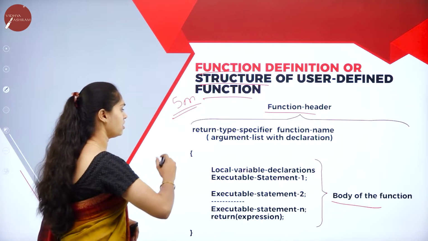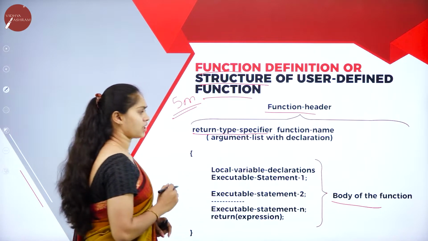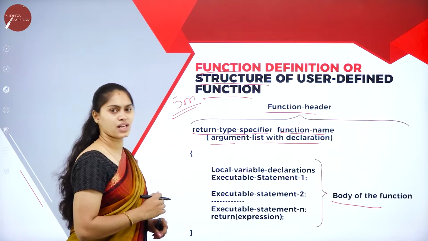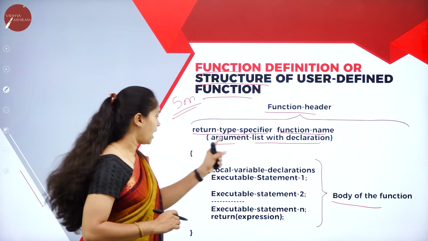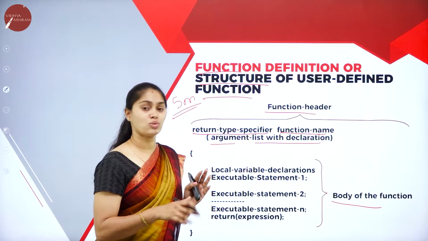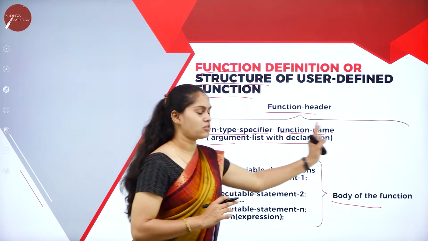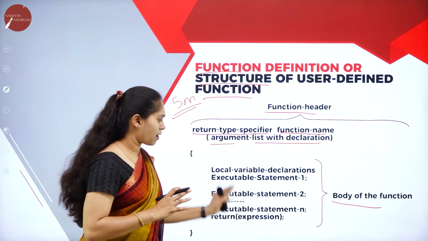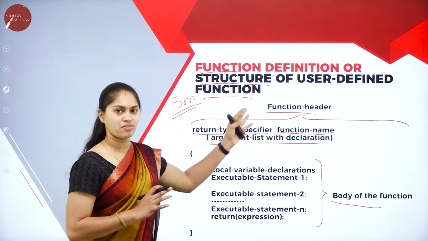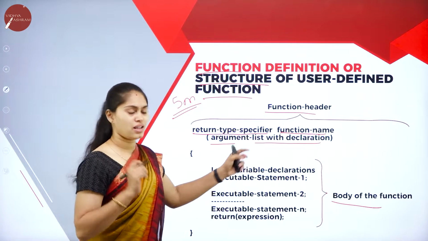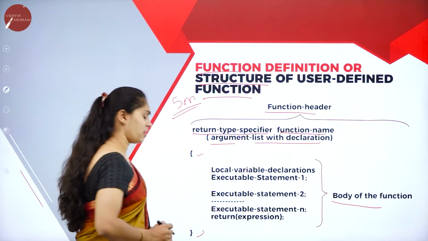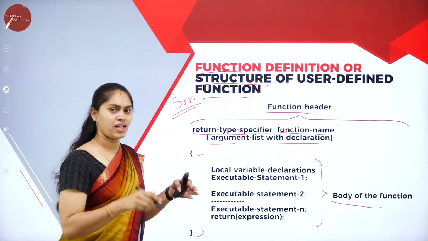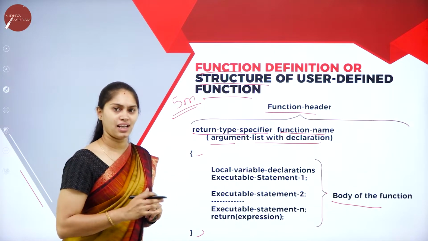Have a look here: return type specifier, function name, and argument list with declaration. Here I don't have much space, which is why I have written the argument list on the next line, but when writing this as a syntax, you have to write it in a single line. So we have 6 parts in the total structure of a user defined function. I will tell you how to remember. Then we have the opening and closing flower braces. Whatever we write between the opening and closing braces, every statement will be related to this particular function.